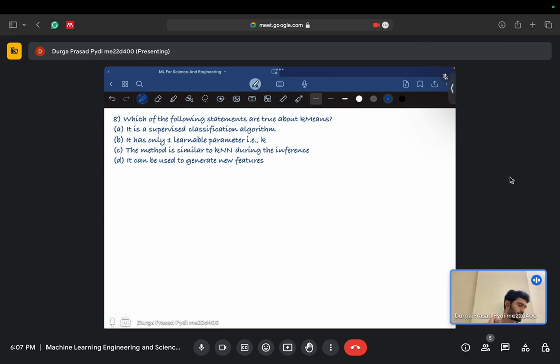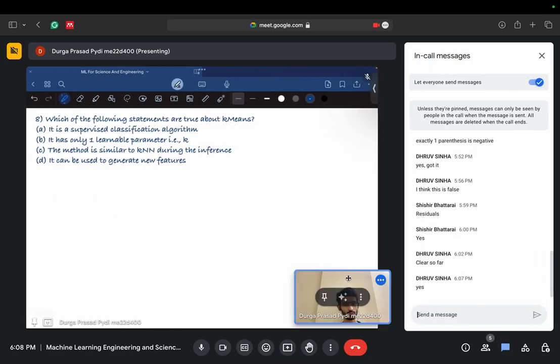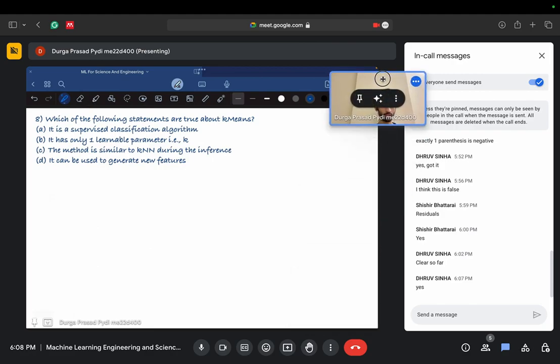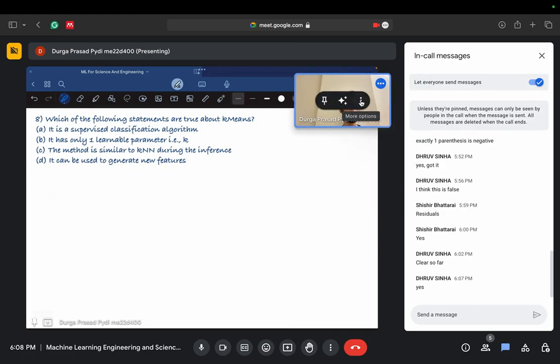So this is the last problem for this week. The last one is on k-means. It's a straightforward question, so you can quickly answer if you already know. The first one is, is it a supervised or unsupervised classification algorithm? Basically, in order to train this model, do we need a labeled data set or not?